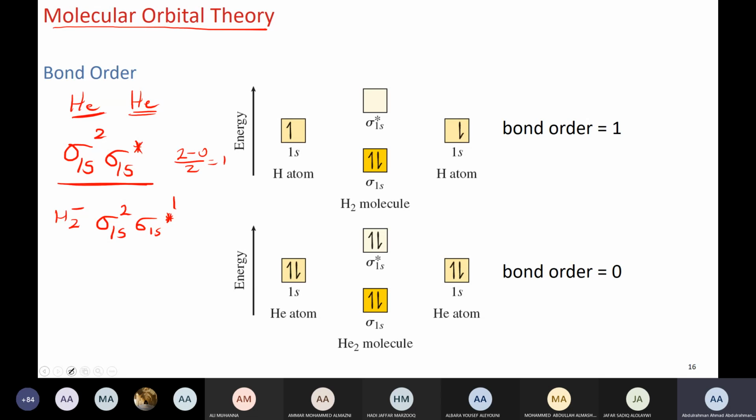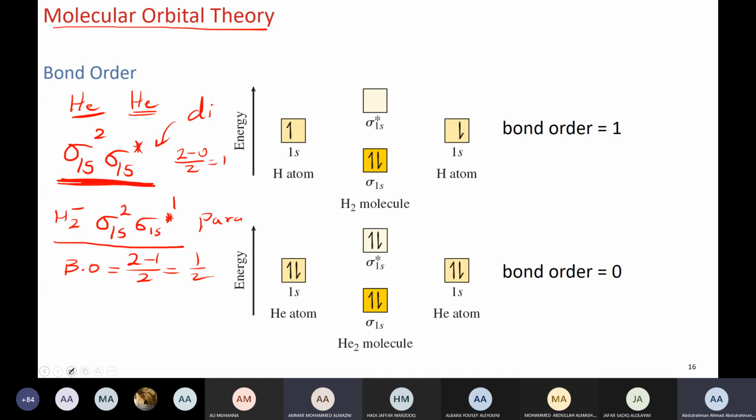What is the bond order? Half, because it's 2 minus 1 divided by 2, which is 1/2. Exactly. Is this paramagnetic or diamagnetic? Paramagnetic. Is this para or dia? Diamagnetic. You must know this.